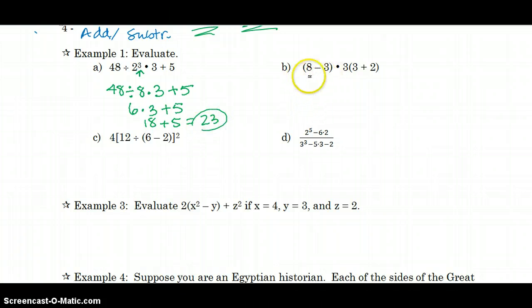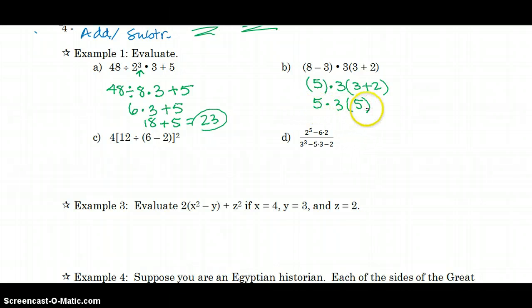Okay, for example B, we have a lot of parentheses. So we're going to start working from left to right. 8 minus 3 is 5 times 3, and then within those parentheses you have 3 plus 2. So it's going to be 5 times 3, and 3 plus 2 is 5.